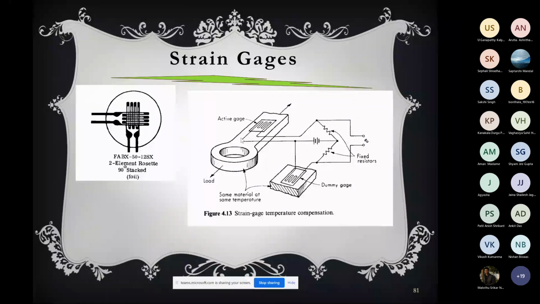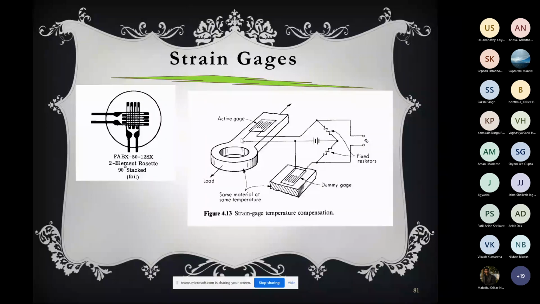I am telling again. The change in resistance due to temperature change has the same effect on both the active gauge as well as the dummy strain gauge. Hence, the resistance will change equally due to temperature, but the active strain gauge resistance will also change due to strain, and there is no strain on the dummy gauge, so there will be no resistance change due to strain on the dummy gauge. Hence, the temperature effect will have no effect on the final measurement.